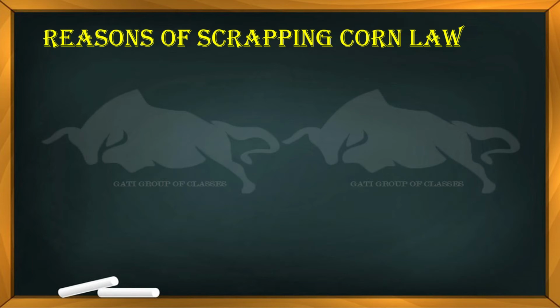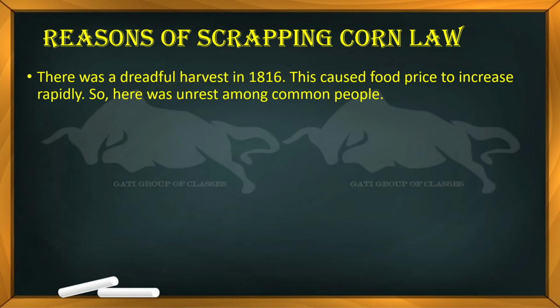Now, what was the reason? What were the reasons that the Corn Laws were scrapped? Actually, at the time of 1816, there was a bad harvest. Where? In Britain, obviously. So food prices increased rapidly.